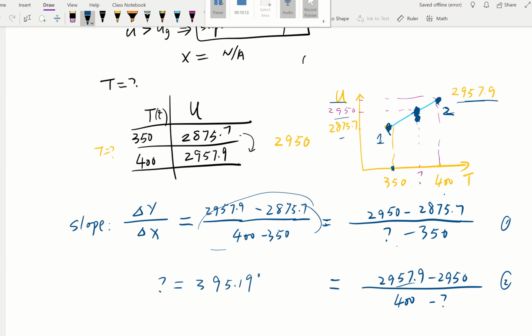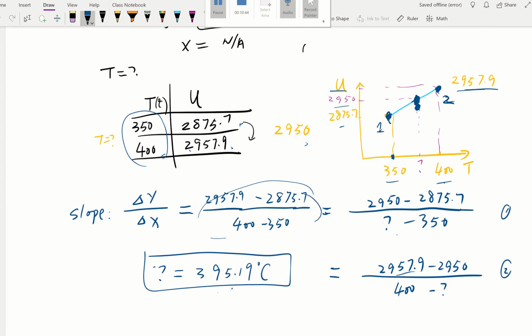395.19 degrees. Now let's take a moment to check if this number is reasonable. We know this number has to be between 350 and 400, right? Like in the table you're taking it out. And 2950 is closer to 2957.9 compared to 2875.7. So the temperature should be close to 400. Yeah, and our number is 395. So I said, okay, this number seems to be in the ballpark. And then we figure out the temperature. This is our T.